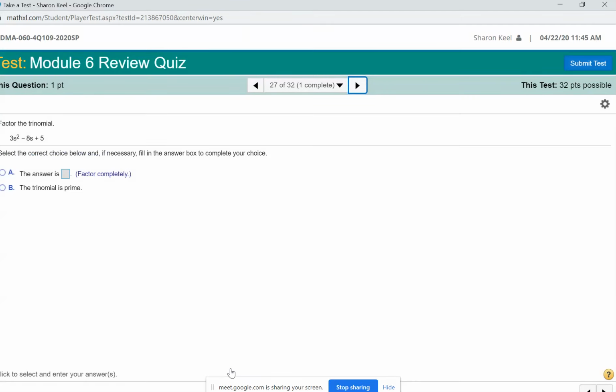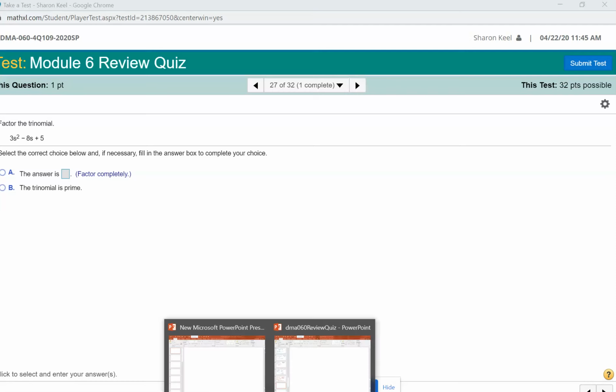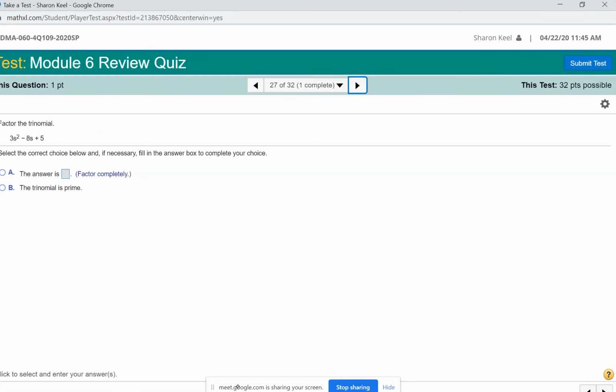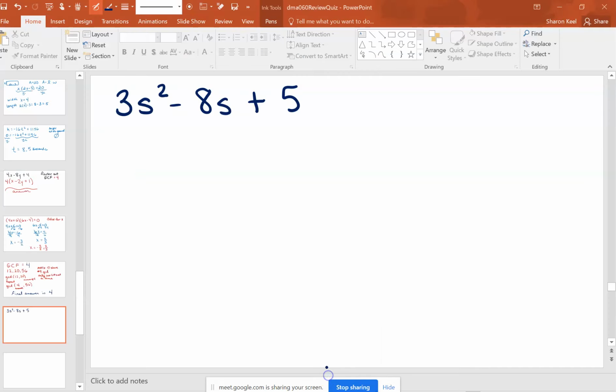Factor the trinomial. That means we're just going to factor it into 2 parentheses. So we have 3s squared minus 8s plus 5. And all we're being asked to do is simply factor. We're going to factor using the calculator steps that we keep going over, okay?